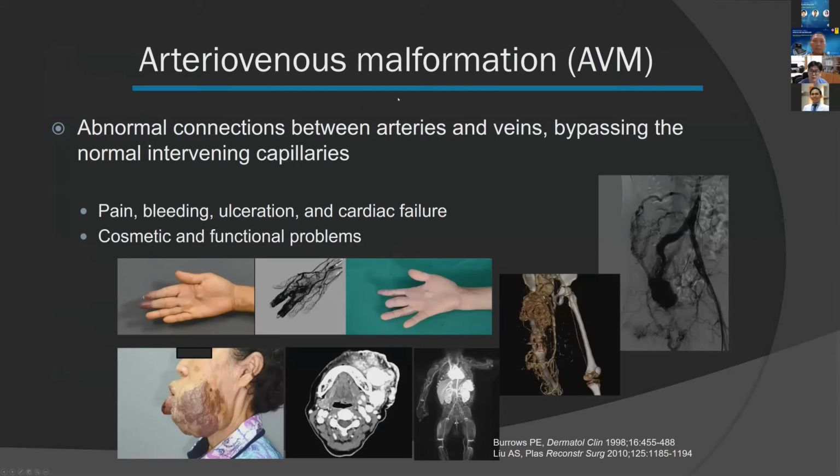Arteriovenous malformation, AVM, is defined as an abnormal connection between the artery and vein, bypassing the normal intervening capillaries. It can cause pain, bleeding, ulceration, and even cardiac failure. For the patient, cosmetic and functional problems are the main issues.